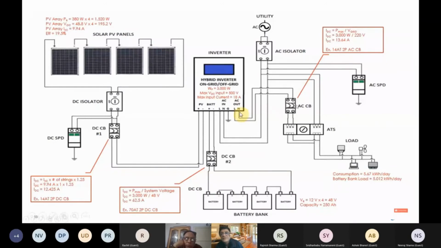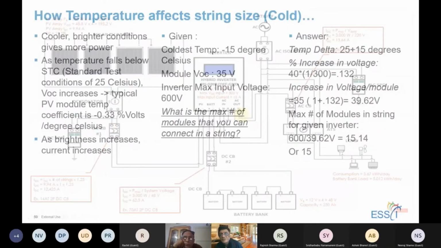The output AC circuit breaker is 3000 watts by 220 volt, so it's a 14 ampere 2-pole circuit breaker that has been taken here. So this is how you have done your distribution board selection.